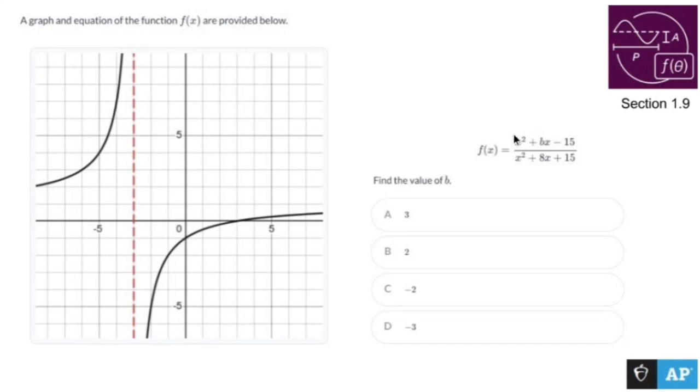A graph and equation of the function f of x are provided below. So here's the graph, here's the equation. I have a little b stuck there, so that's no fun. What is the value of b? Well, let's see what we have. Okay, I have no restrictions on the bottom. So since I'm dealing with asymptotes, I'm going to factor out the bottom. Two numbers that add up to 8 and multiply out to 15 are going to be 5 and 3.